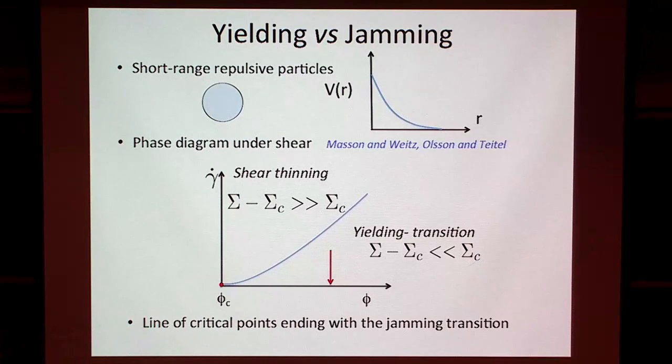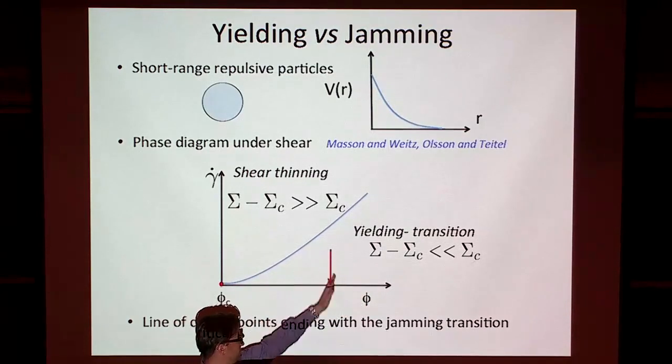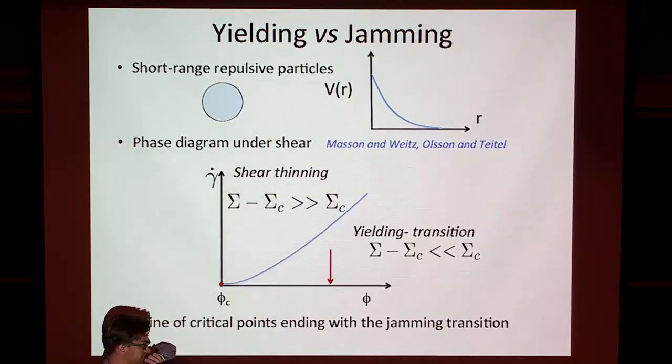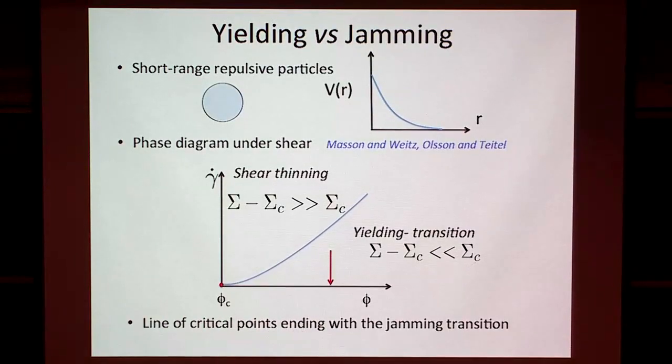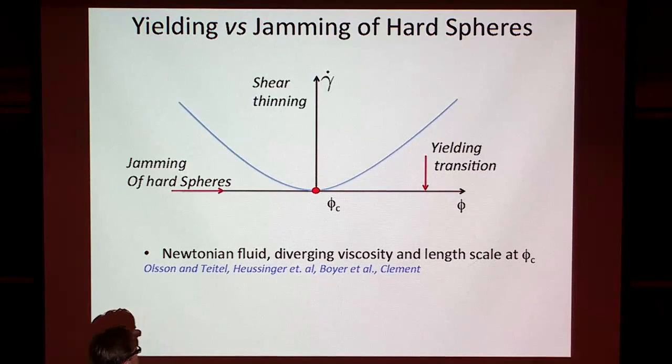What's worrisome in some sense is that many of the experiments that measure this Herschel-Bulkley exponent typically probe this crossover. So it would be really nice to have experiments that are only here or only here. So you have this line of critical points corresponding to the yielding transition, and they end at one point, which is the jamming transition. You can extend this diagram and also look at what happens at smaller phi, as you heard this morning.